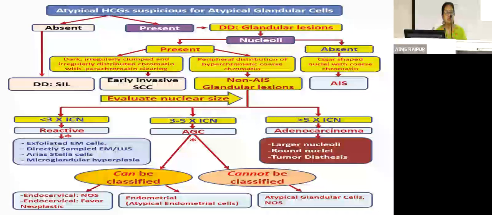So it can be because of exfoliated endometrial cells, directly sampled endometrium, Arias-Stella reaction, microglandular hyperplasia, and several others. If the size of the nucleus is 3 to 5 times the size of intermediate cell nucleus, only then you can call it on cytology atypical glandular cells.